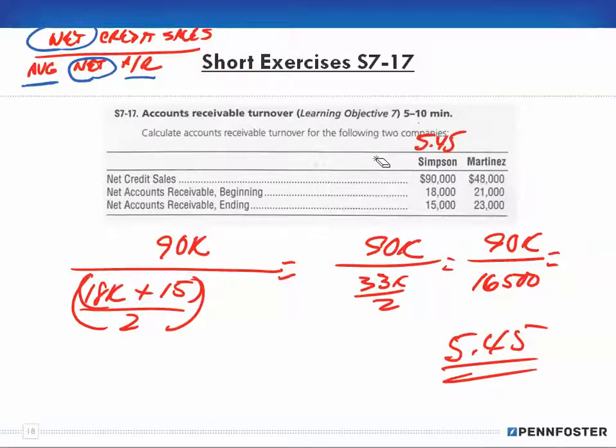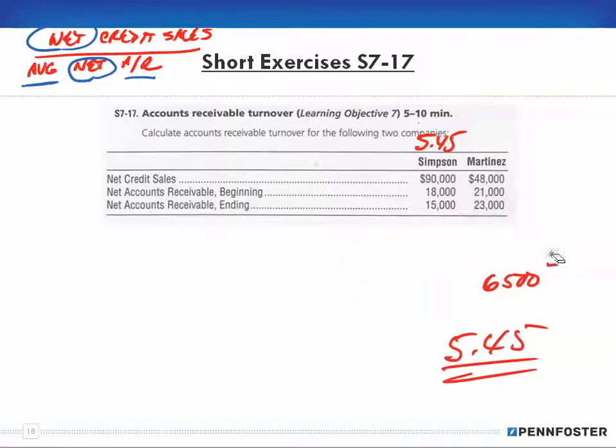And of course, the theory videos give an example of what that 5.45 means. As a number in and of itself, you don't know if that's a good or bad number. All you know is your accounts receivable turned over 5.45 times. But you need to use it as a comparison against something else, and that was all explained in the theory video. So I'm going to erase all of this. Pause the video if you have to.